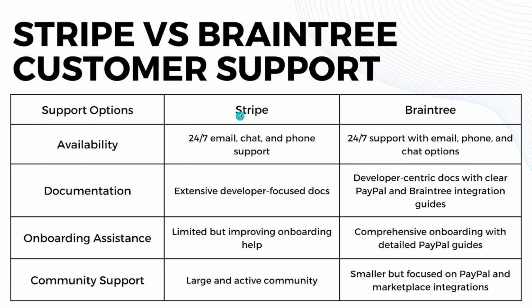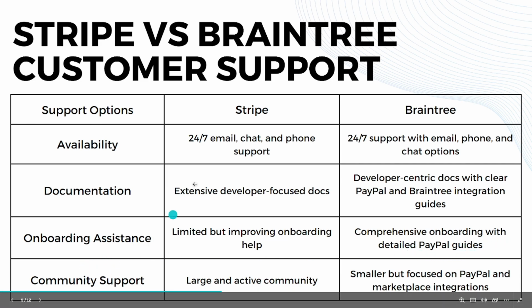For availability, Stripe is available 24/7 through email, chat, and phone support. Same thing with Braintree. When it comes to documentation, Stripe has extensive developer-focused documents, while Braintree has developer-centric documents with clear PayPal and Braintree integration guides. And for onboarding assistance, Stripe is very limited, but they are improving onboarding help. When it comes to Braintree, they have comprehensive onboarding with detailed PayPal guides.